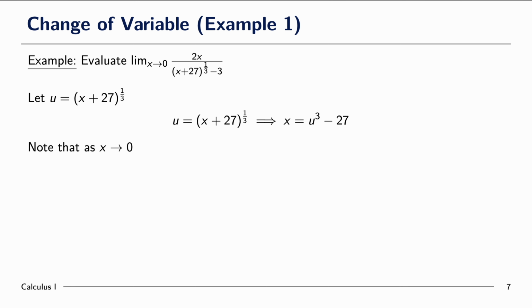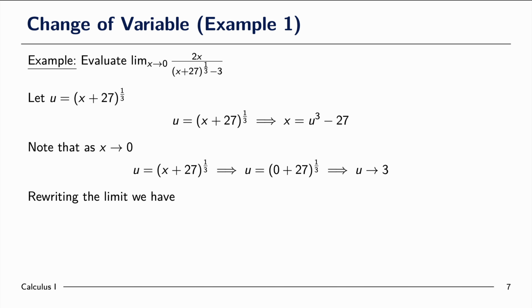Now what does u approach as x approaches 0? Well, we can just take our expression for u in terms of x and plug in 0. So we get as x approaches 0, u approaches 3. Now we can rewrite the limit. Remember, x is equal to u cubed minus 27, and u is equal to (x plus 27) to the 1 over 3. So we can simply make our substitution and get 2 times (u cubed minus 27) divided by (u minus 3) as u approaches 3.